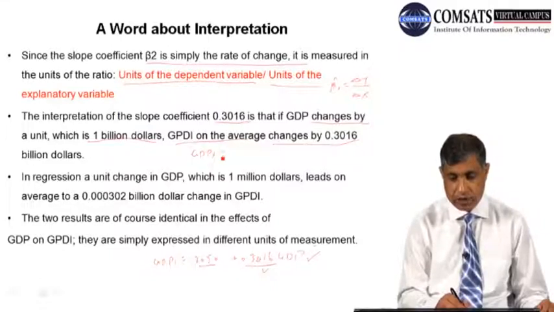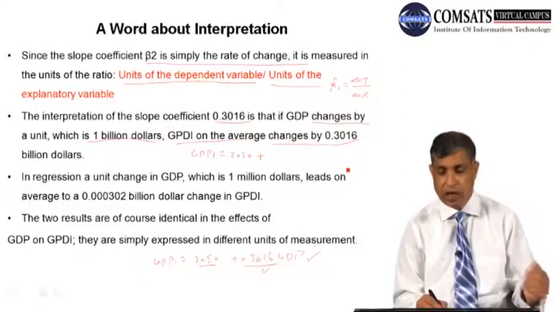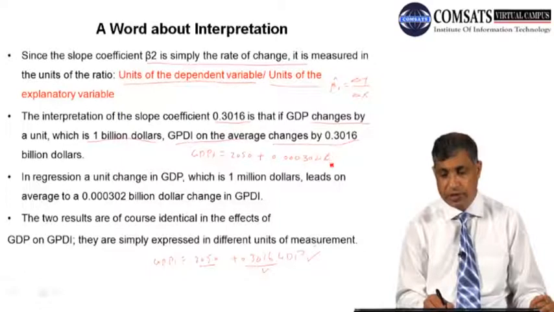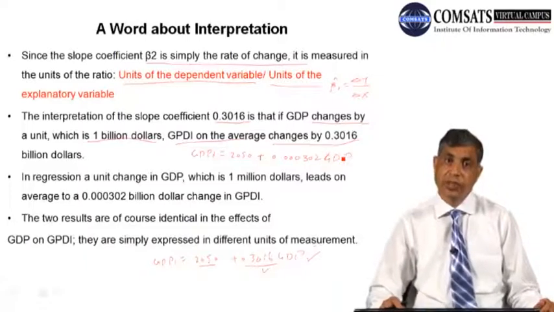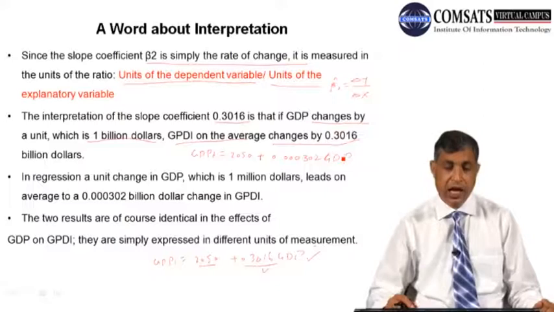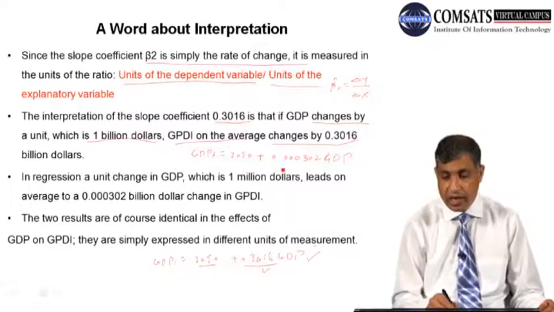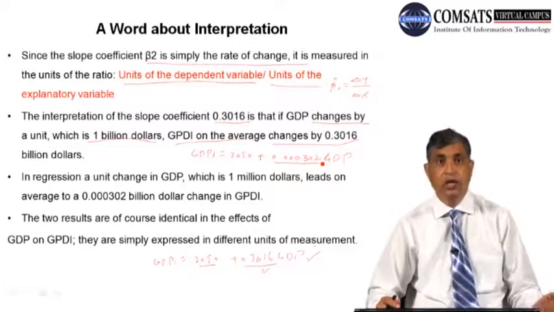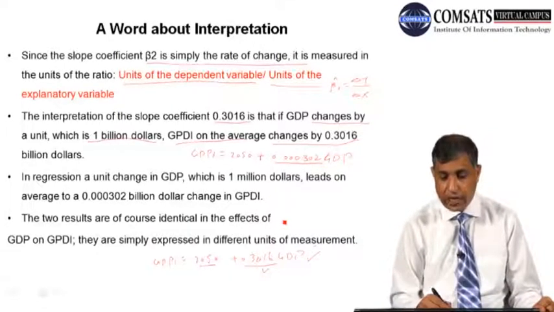GDPI is equal to 2050, and when you scale this, it will become 0.000302 GDP. Now you can see the relation between GDP and GDPI is similar. But how do you explain this now? If there is a one unit change in the GDP, on average there is a 0.000302 unit change in the dependent variable, that is the GDPI. The two results are of course identical in effect.